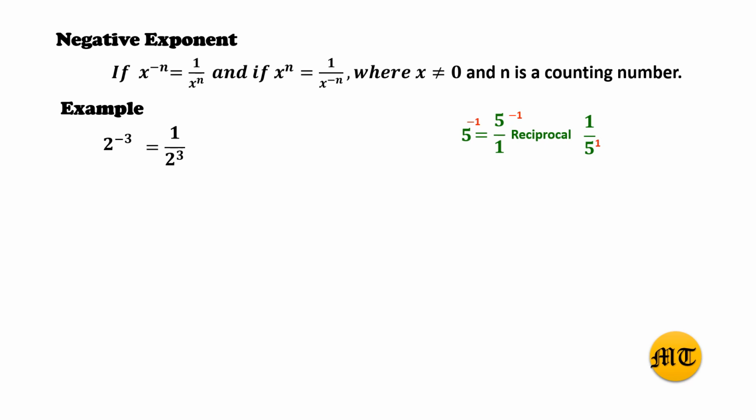Since we need the simplified form, we need to do another simplification. The 2 raised to 3 is equal to 8, by getting the product of 2 times 2, then times 2, which is equal to 8. Then 1 over 8 is the answer.